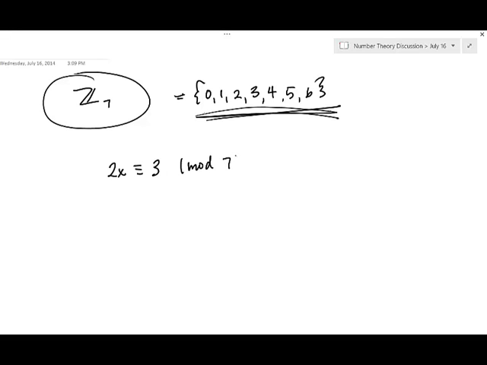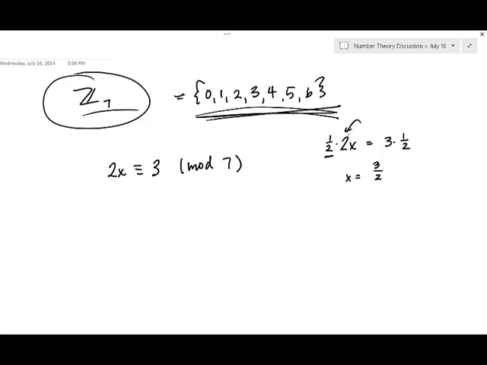Now that looks really weird, right? Because in our typical algebraic equations that we're used to working with, we'd say x is equal to 3/2, and the way we did that would be by multiplying by the multiplicative inverse of this coefficient here. But in Z7, there is no 1/2.